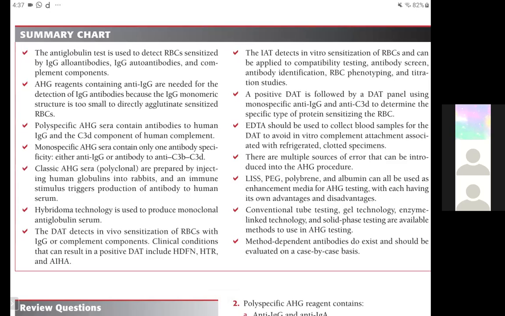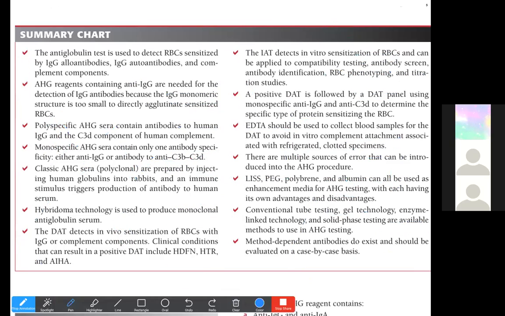Then the polyspecific AHG serum contains antibodies to human IgG, and so the polyspecific has in a way antibodies to both the IgG and the C3d, whereas the monospecific has only antibodies against the C3d or the IgG. So it will be like either or. And then the classic AHGs are usually polyclonal, made by injecting human immunoglobulins into rabbits, and then using a clone from a mixture of these antibodies, whereas the hybridoma technique is used to produce monoclonal antiglobulin serum.